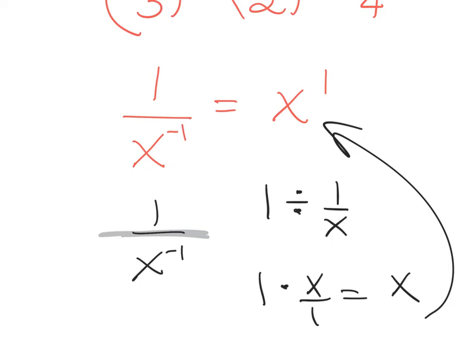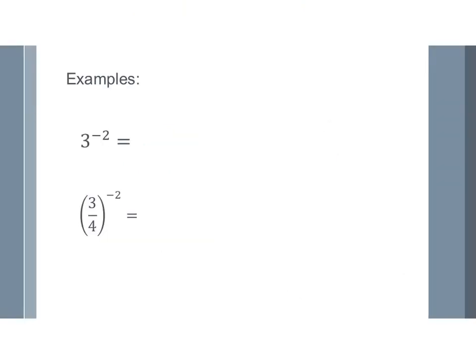So just remember, if you have a negative exponent, if it's in the bottom and it's negative, move it to the top. If it's a whole number or all by itself, not in a fraction, put it in the bottom of a fraction. Think reciprocal. That's going to be the easiest way to deal with these negative exponents. So let's try some examples.